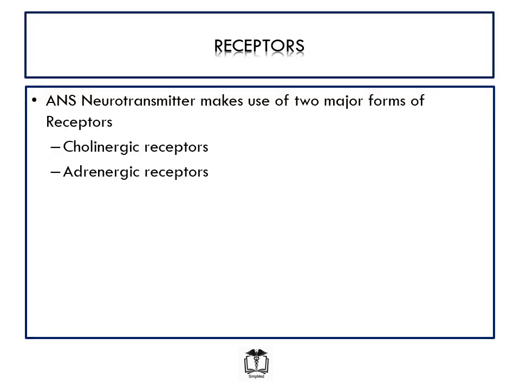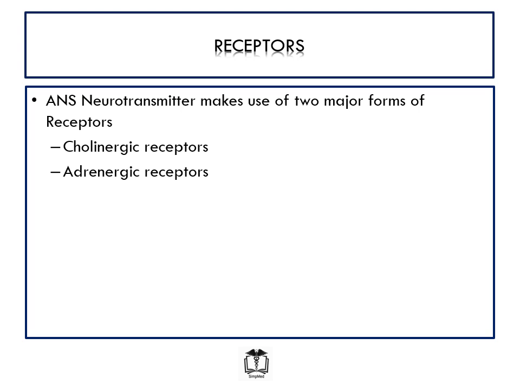So the last thing we'll focus on in this particular module will be on the receptors. Remember that each of our different neurotransmitters, acetylcholine and norepinephrine, tend to act via receptors found at their different postganglionic tissue or postsynaptic tissues. Because we have two major neurotransmitters, we have two different receptors.